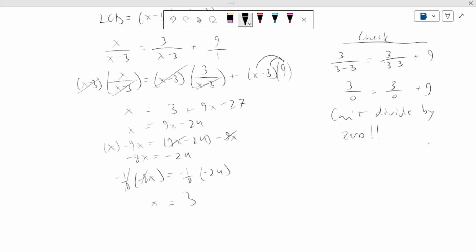Okay, fair enough. So that's a real problem. We can't plug in x equals 3, right? So x equals 3 is not an actual solution.